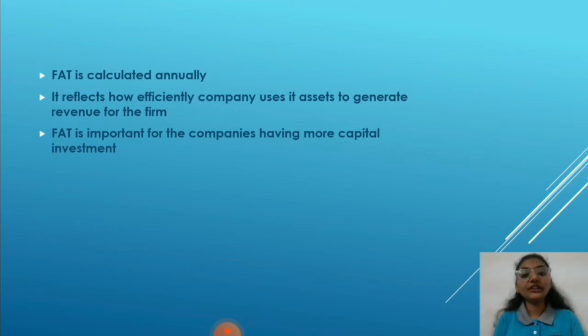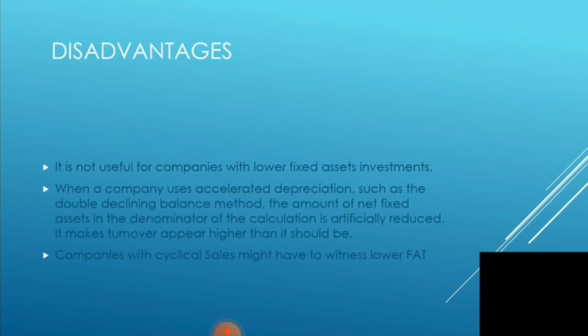Fixed asset turnover is calculated annually. It reflects how efficiently a company uses its assets to generate revenue for the firm. The fixed asset turnover ratio is important for companies having more capital investment, such as heavy industries and manufacturing industries. Such companies have a higher investment in fixed assets. So this ratio is very useful for such companies.